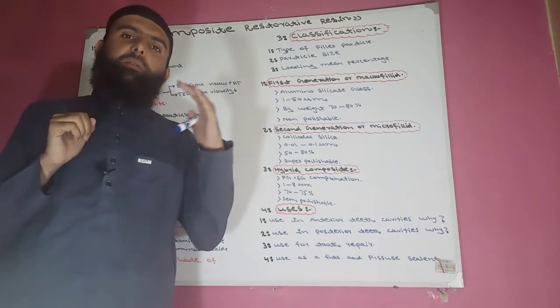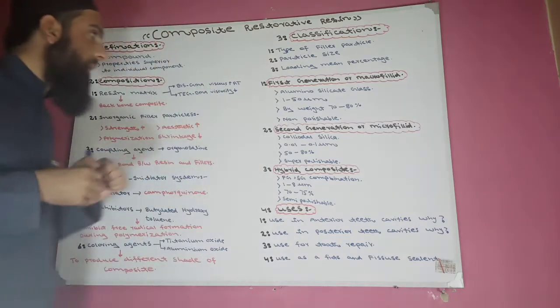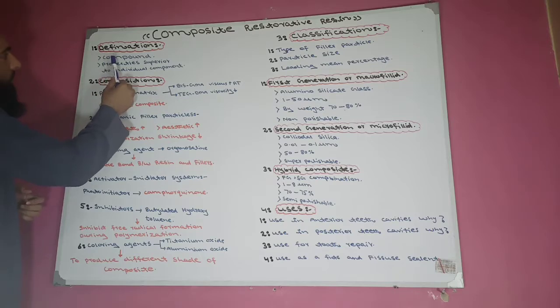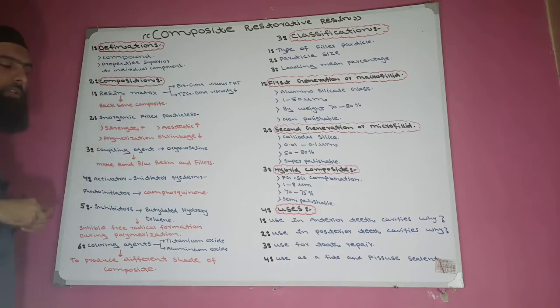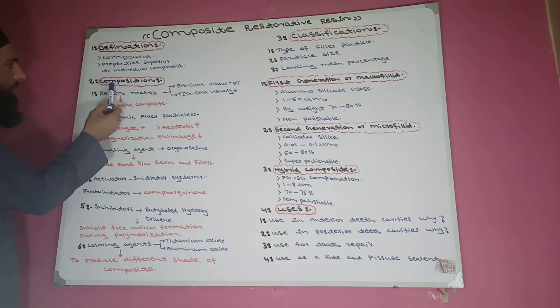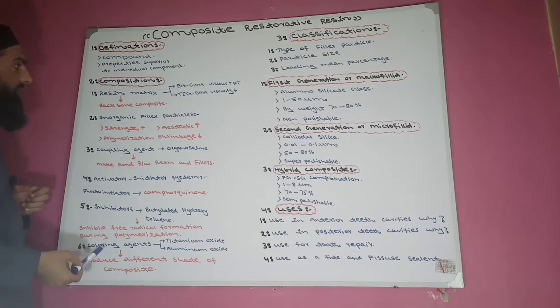Why? Because composite is a combination. Now the definition is: composite restorative resin is a compound formed from two or more different components, and its properties are superior to the individual components. Now, how are its properties superior to the individual components? Like, there are 6 components in the composition of composite resin.